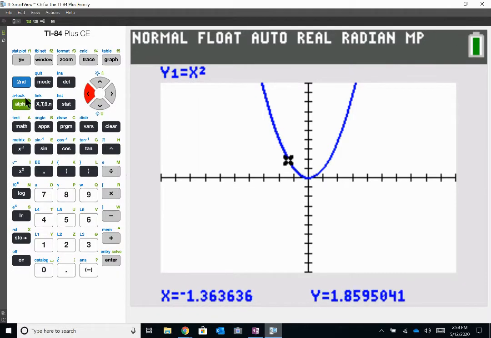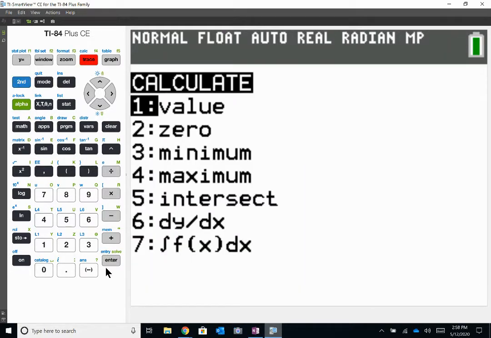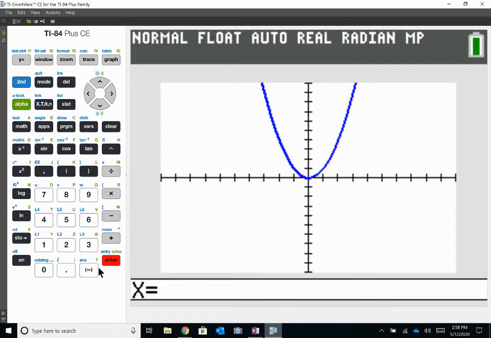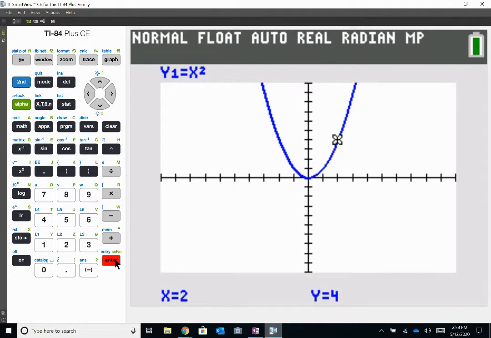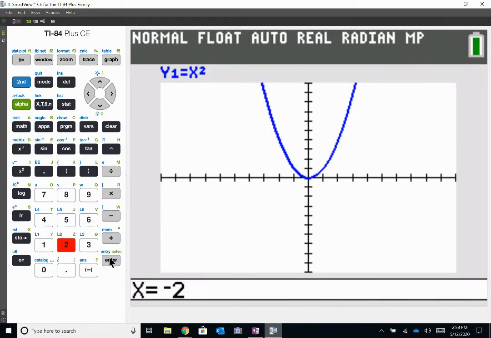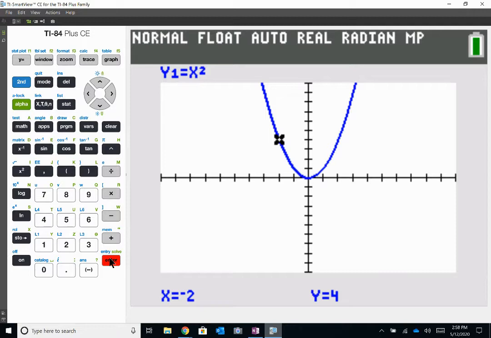Or if you wanted to find a specific point on the graph, press second and the trace button and select number 1. And here you can type in specific points. For example, when x is equal to 2, y is equal to 4. And also when x is equal to -2, y is equal to 4. Which is the classic sign of an even function.